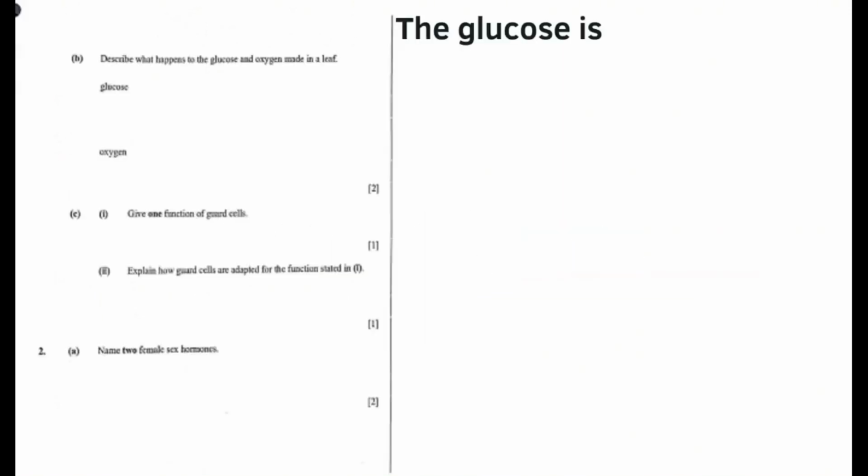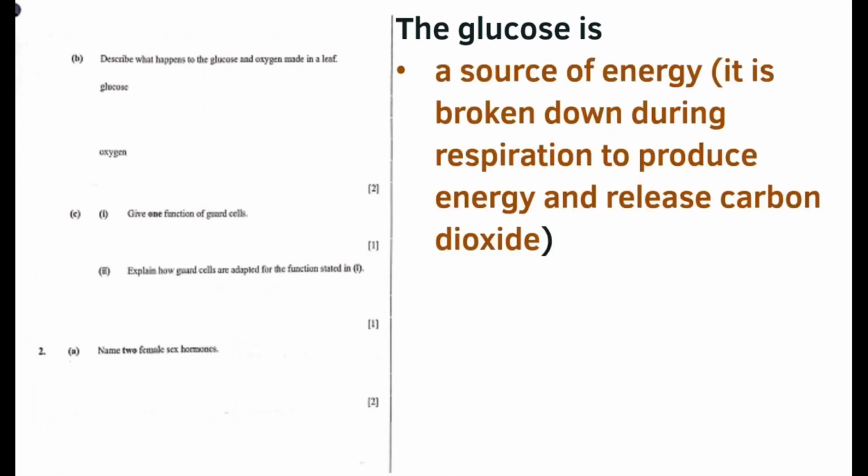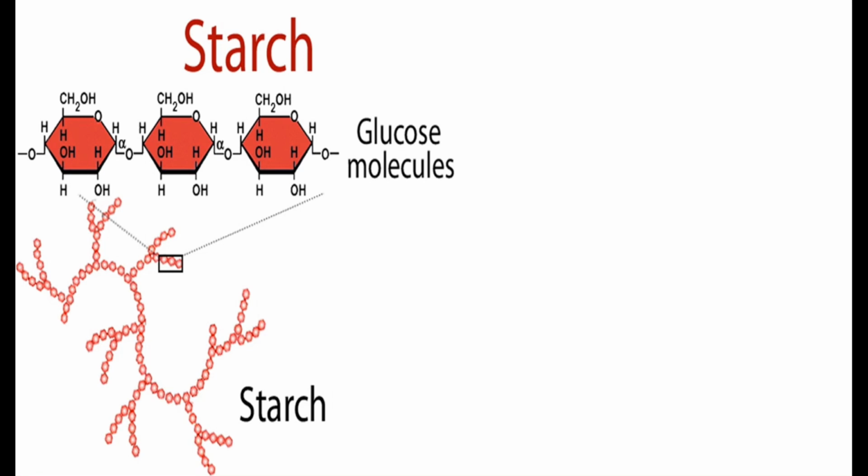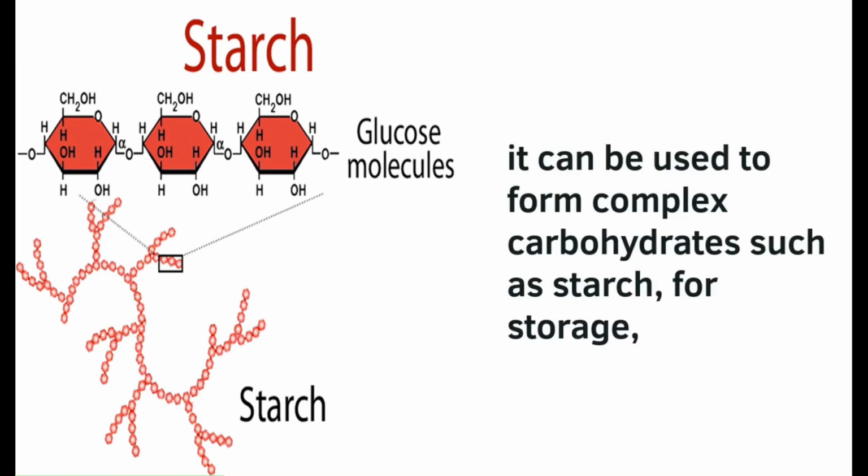Question 2. Question 2 says, describe what happens to the glucose and oxygen made in a leaf. So the glucose is a source of energy. It is broken down during respiration to produce energy and release carbon dioxide. The glucose is also used as a building block for other organic molecules. For example, you can use it to make starch, which is the major component of storage in plants.